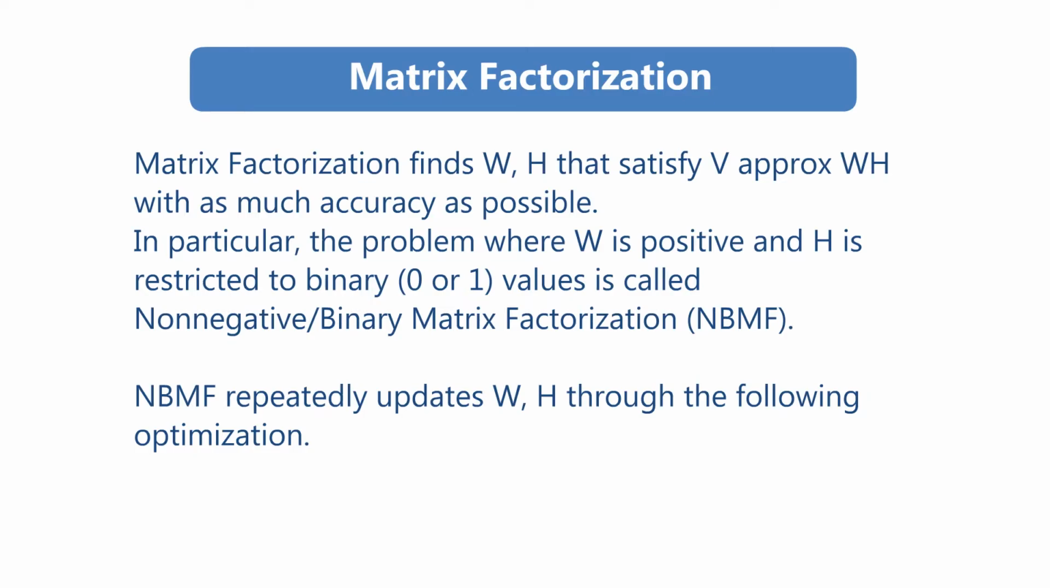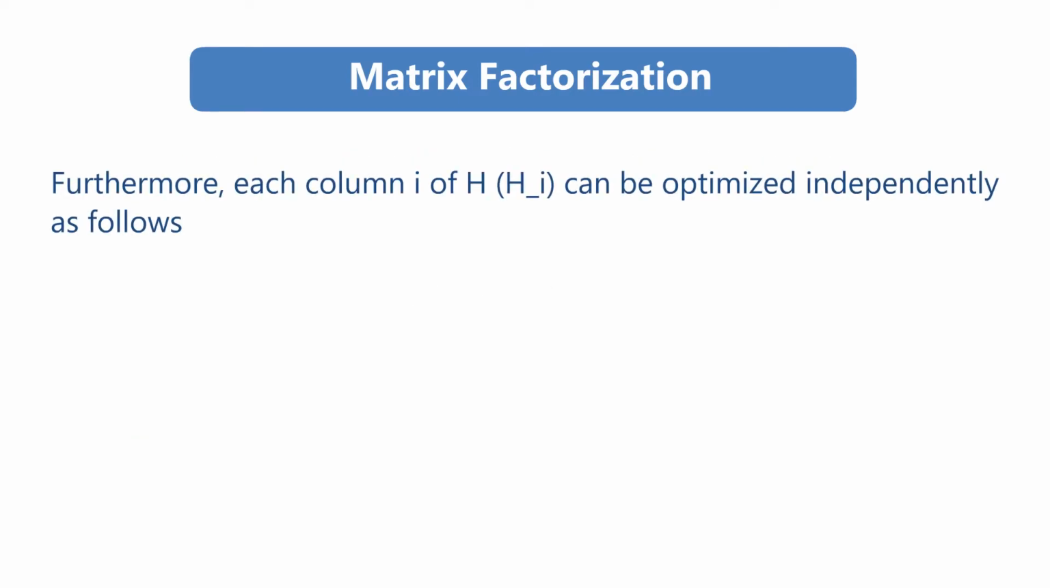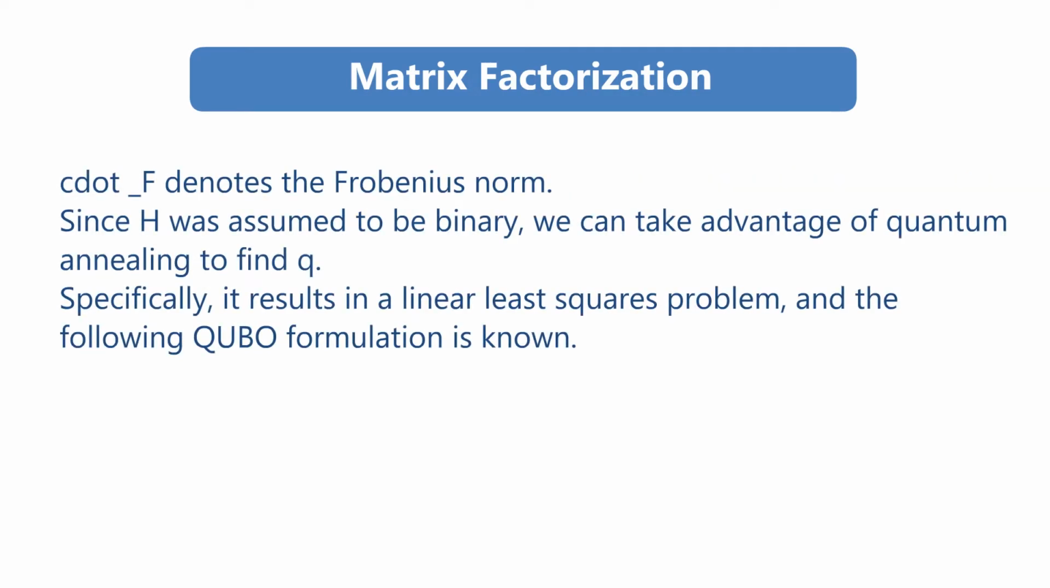In particular, the problem where W is positive and H is restricted to binary, 0 or 1, values is called non-negative binary matrix factorization, NBMF. NBMF repeatedly updates W, H through the following optimization. Furthermore, each column i of H, h_i, can be optimized independently as follows. ‖·‖_F denotes the Frobenius norm. Since H was assumed to be binary, we can take advantage of quantum annealing to find Q. Specifically, it results in a linear least squares problem, and the following QUBO formulation is known.